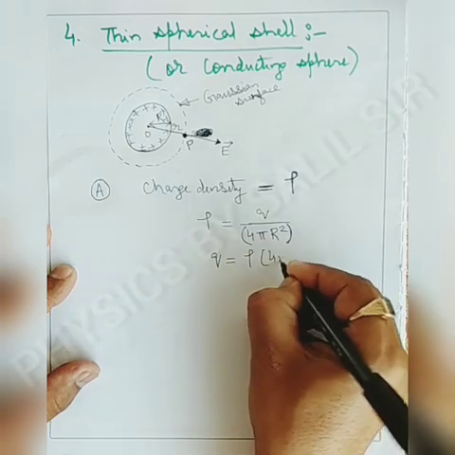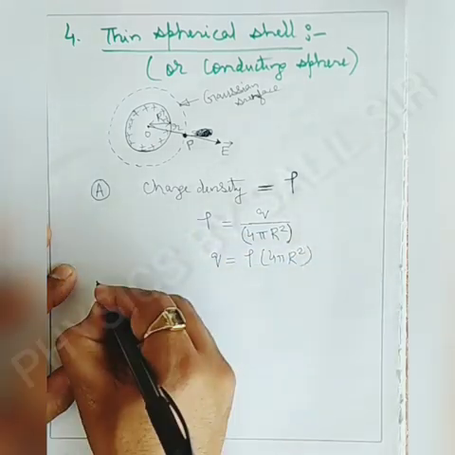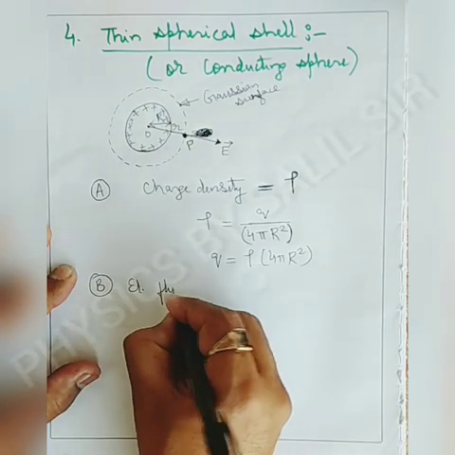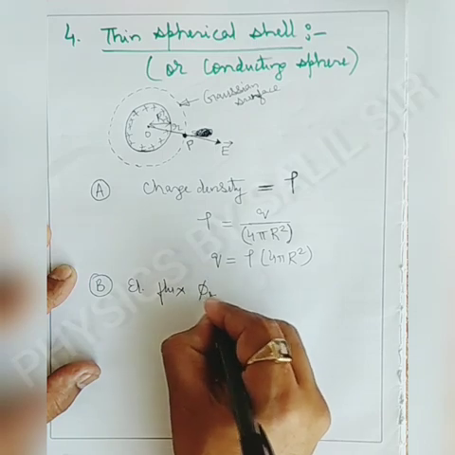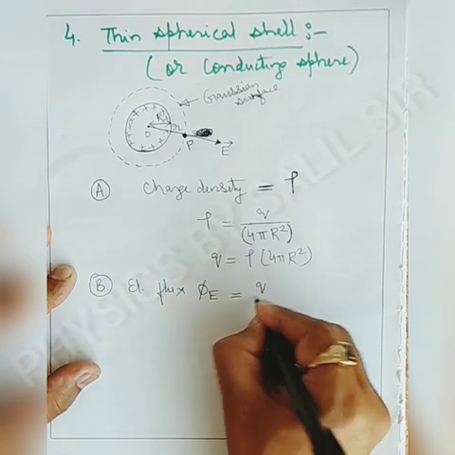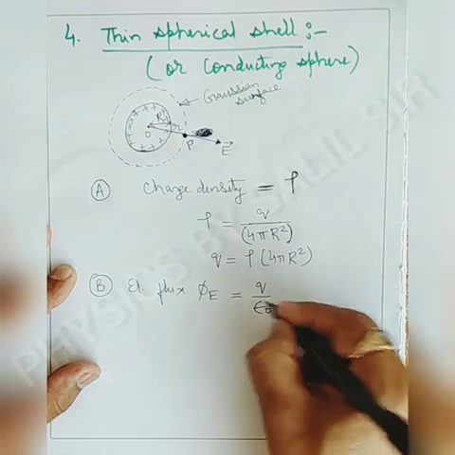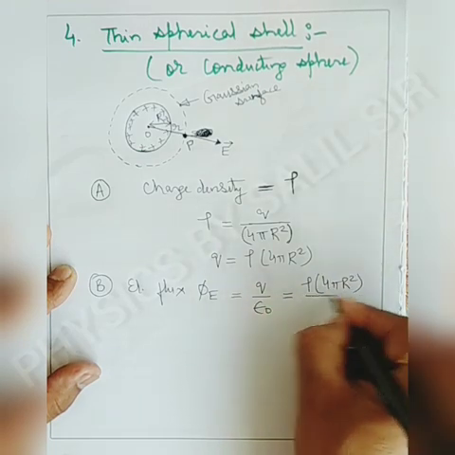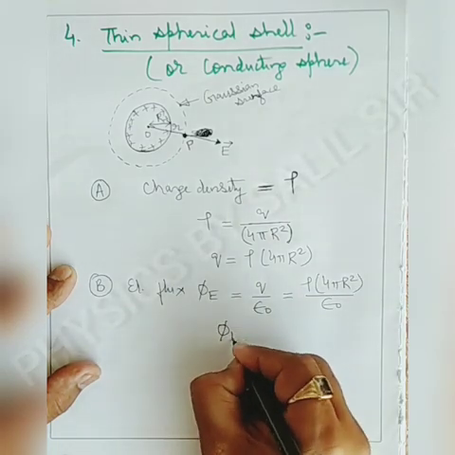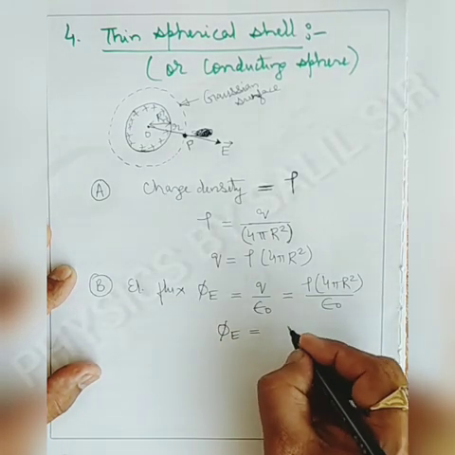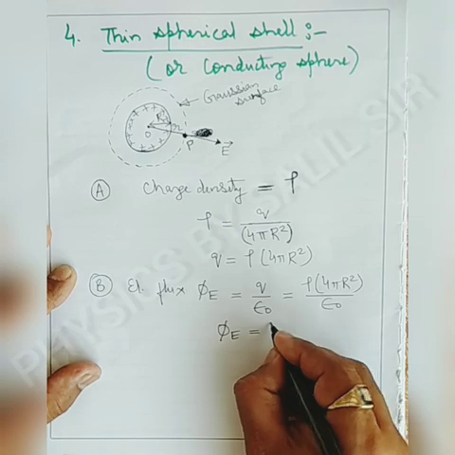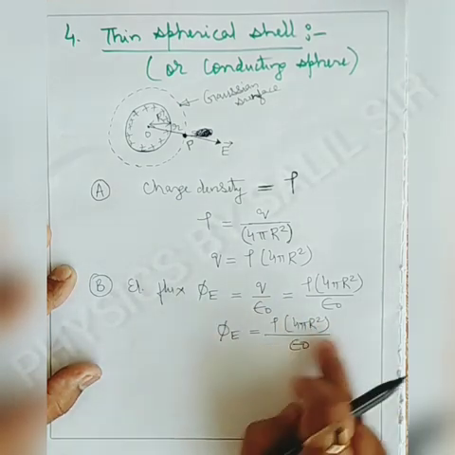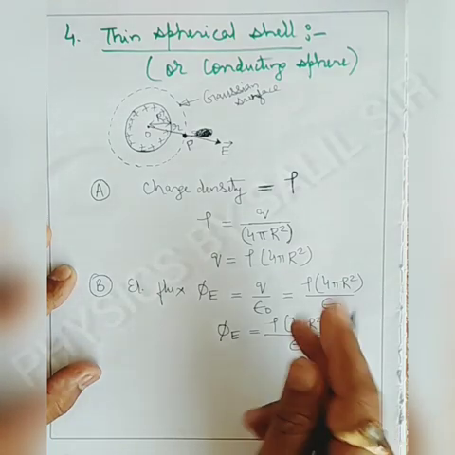Now, second thing is electric flux. Electric flux is represented by phi e. It is Q upon epsilon naught. In place of Q, we can write rho 4 pi r square upon epsilon naught. So phi e for this thin spherical shell or sphere is rho 4 pi r square upon epsilon naught. You have to remember this. Q means the total charge.